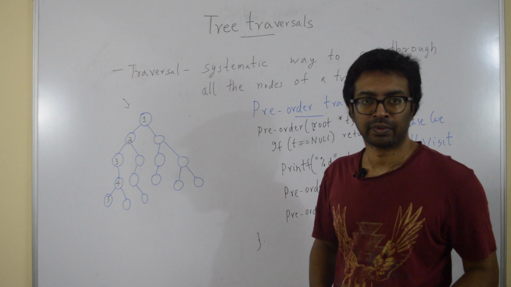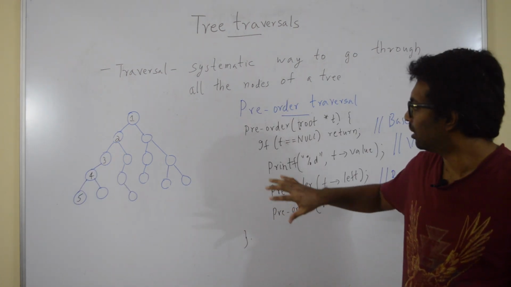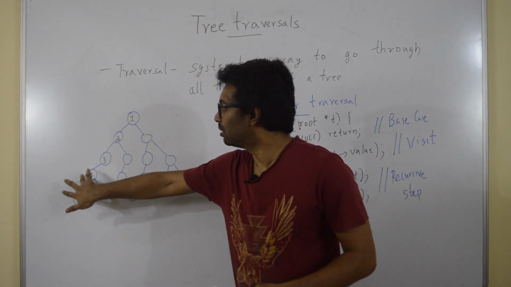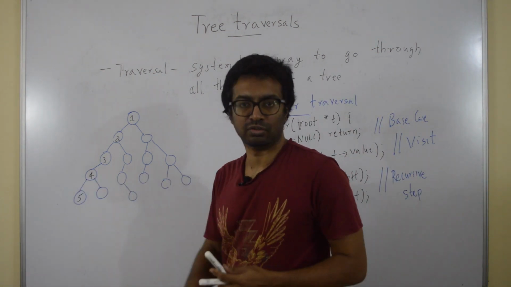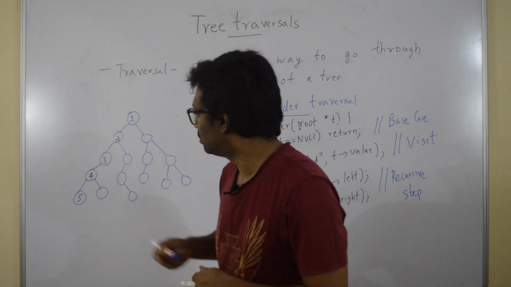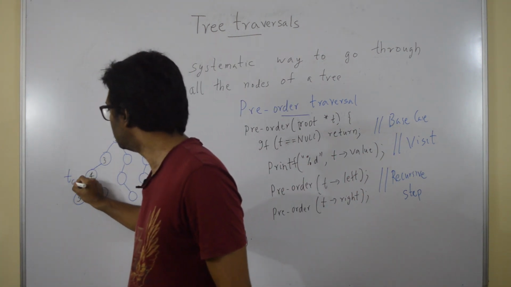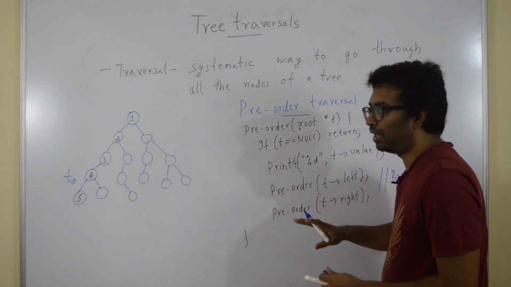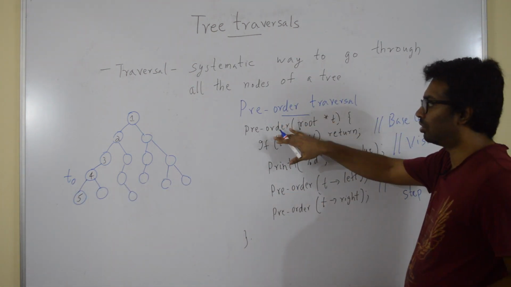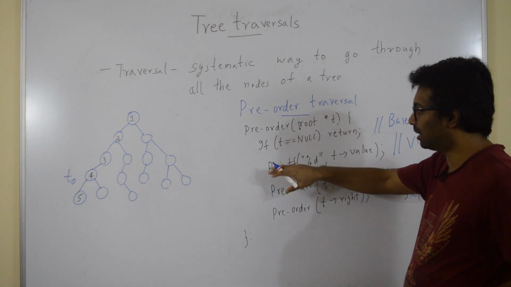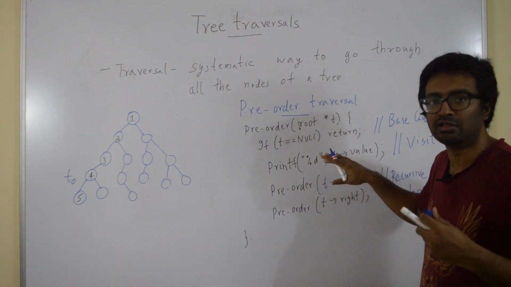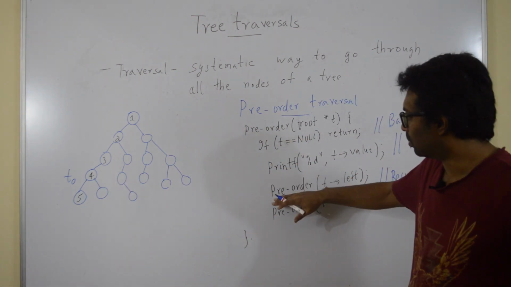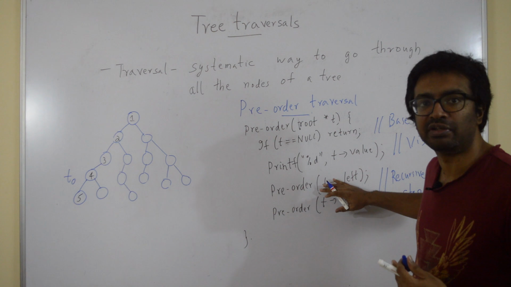fifth. Let's assume that I am visiting this function with this node. Okay, I'm going to name this node, let me call it T0. So I call this function pre-order with T0. What happens? I come here and I print T0's value, that is 4. Good. Come down, pre-order T0's left.